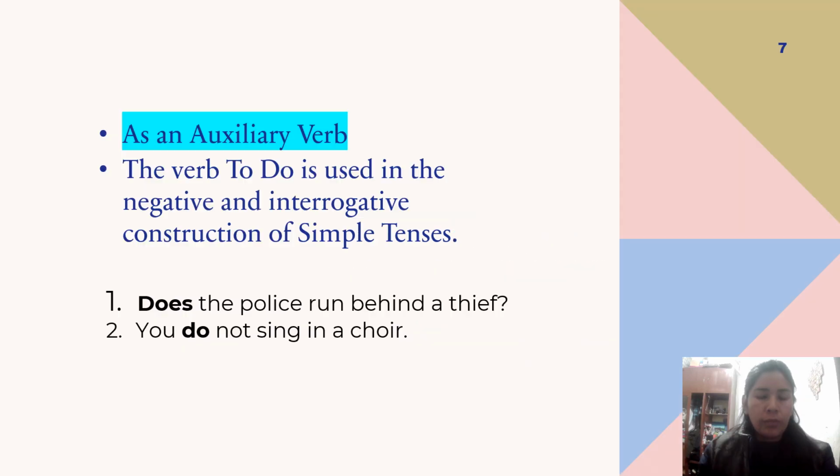Another function: the verb to do is used as an auxiliary verb in the negative and interrogative construction of simple tenses. For example, does the police run behind a thief? Does represents the auxiliary verb. In Spanish, that means anything. And for the negative form, for this example, you do not sing in a choir. Do is an auxiliary verb.